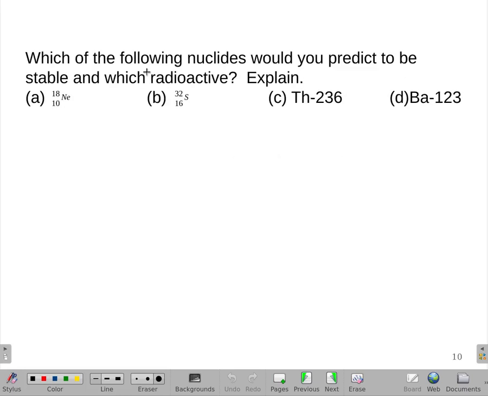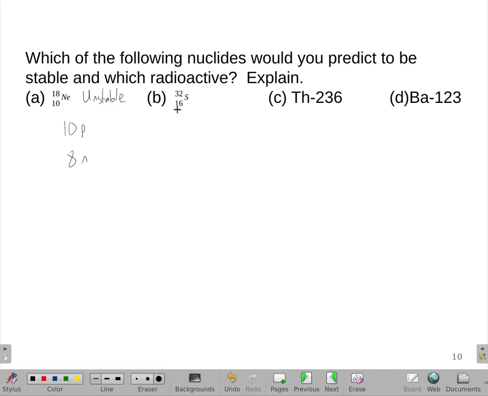Alright, so I have neon-18. That neon has 10 protons and 8 neutrons. I can immediately say unstable simply because it has too few neutrons. At minimum, you need 1 neutron for every 1 proton. The fact that this has fewer neutrons than protons, there's no way that's stable.